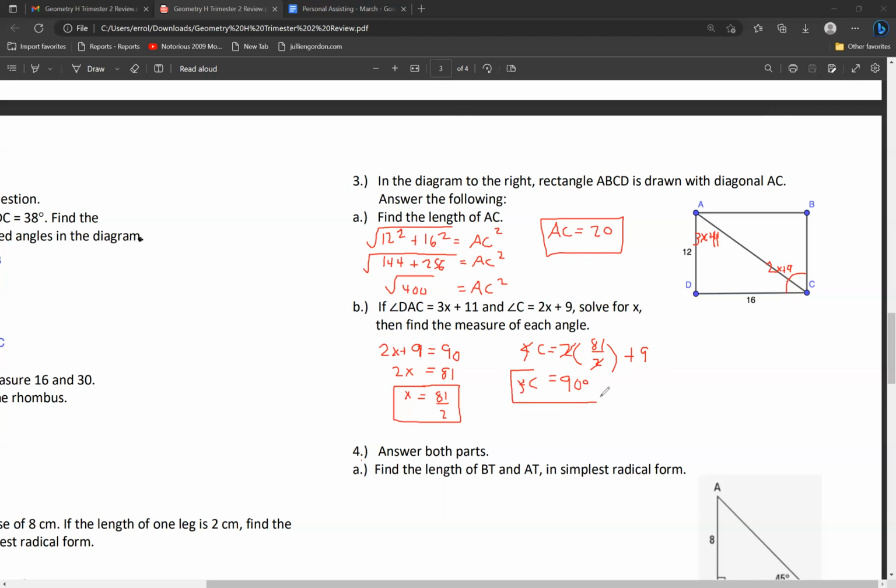That's one answer. So how do we find out what the other angle is? How do we find out what DAC is? Plug that one in too. Exactly. So angle DAC equals 3 times 81 over 2 plus 11. All right, so what's 3 times 81 divided by 2?